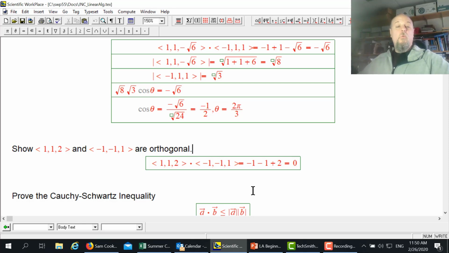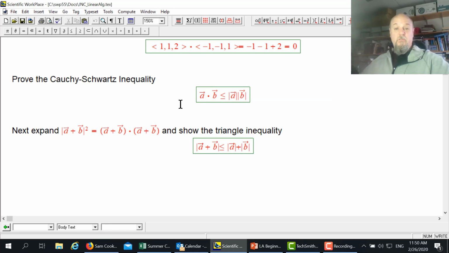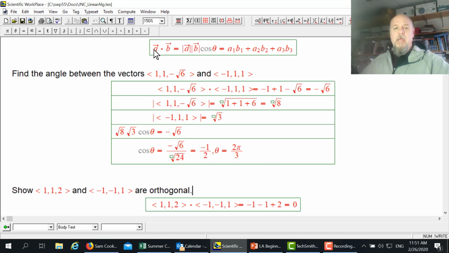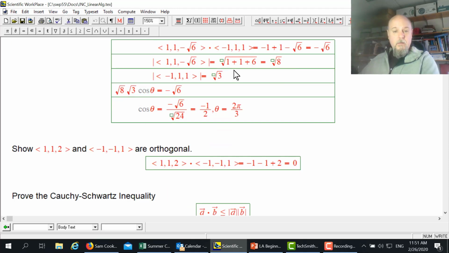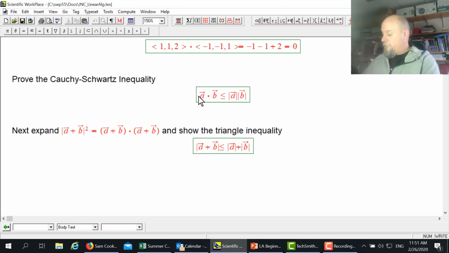Prove the Cauchy-Schwarz inequality. So we've got our Cauchy-Schwarz inequality, that the dot product of two vectors is less than or equal to the product of their magnitudes. This looks like we can prove this. This almost looks like our A dot B formula right here. So let's take this formula that we've already proven and use that for our proof.